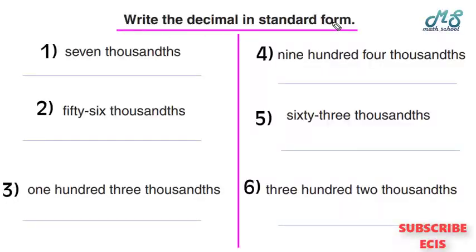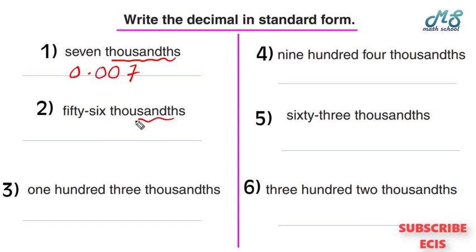Next, write the decimal in standard form. How can we write the standard form if we have the word form? It's easy. We have 7 thousandths. Ask yourself, we have thousandths, so how many decimal places do we have? We have 3 decimal places. So just write 7 and insert the decimal point after 3 digits from the right. We have just 1 digit, so you have to insert a double zero. So 0.007. It's 7 thousandths in digits.